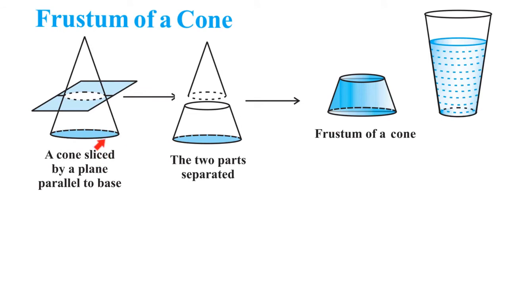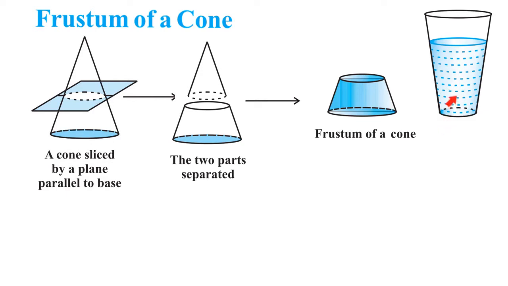We have already studied about cones. Now let's take a plane surface parallel to the base of the cone and cut the cone. So what happens? It results in two pieces. One piece will be a smaller cone and the other piece is a solid that has two circular surfaces. This is called the frustum of a cone. Generally, the glasses we see are in the shape of a frustum.